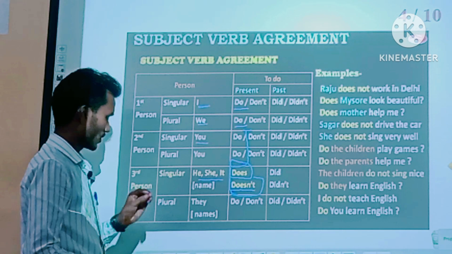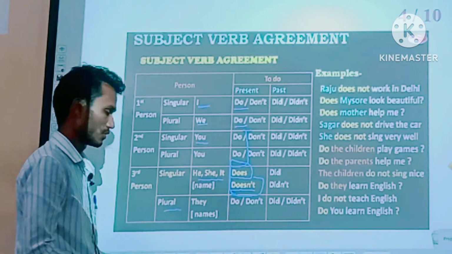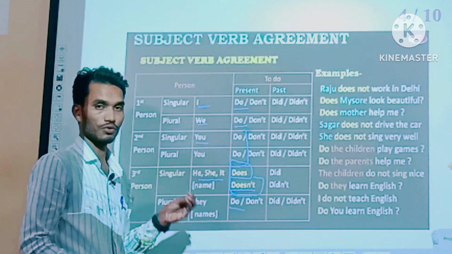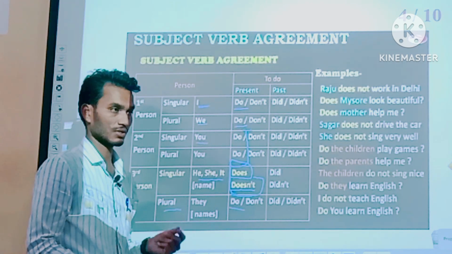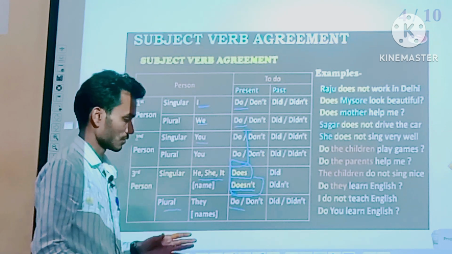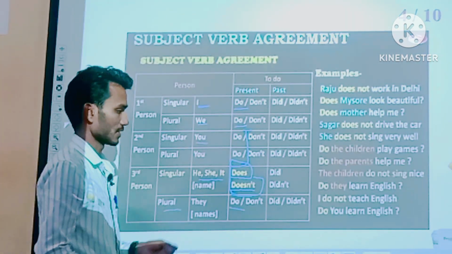Then they is third person plural, right? So here we should use the do form, that is do. They do not work in Mysore, they do work in Mysore. But we should not say they does work in Mysore, it's wrong, right? We should say they do not work in Mysore, right?